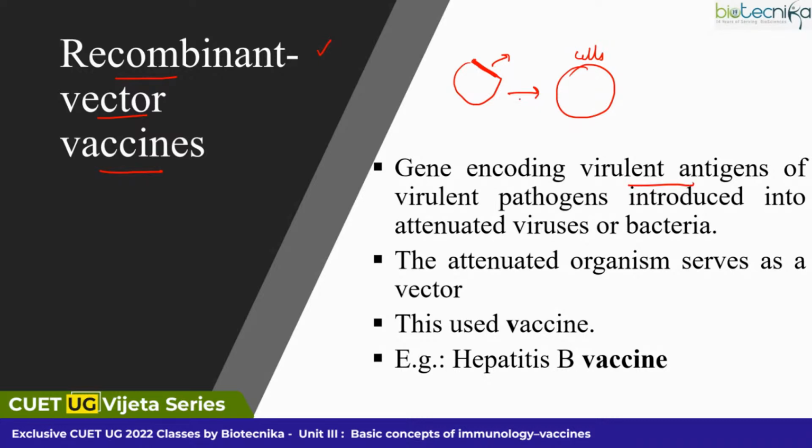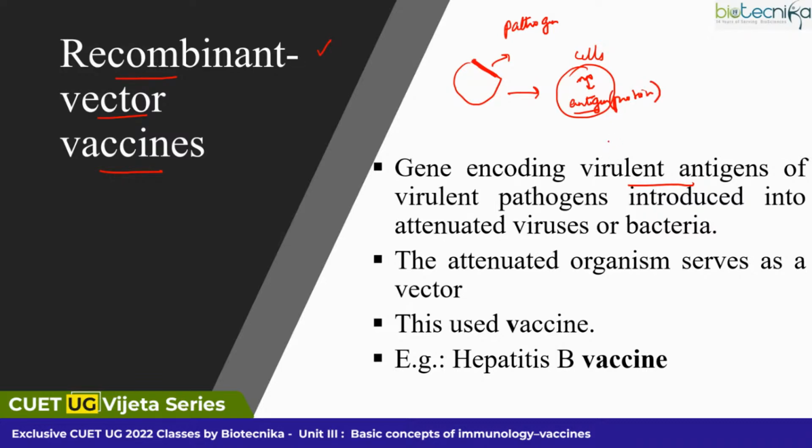So now when this gene of interest enters the host cells, it will start making those virulent antigens. Here you are not injecting the pathogen, but you are only allowing the gene of interest to be expressed in the cells. So when that gene of interest gets expressed, it will start making that particular antigen. Basically this is for proteins, because the genes get expressed and they start forming the protein. So the antigen being formed here is for proteins.